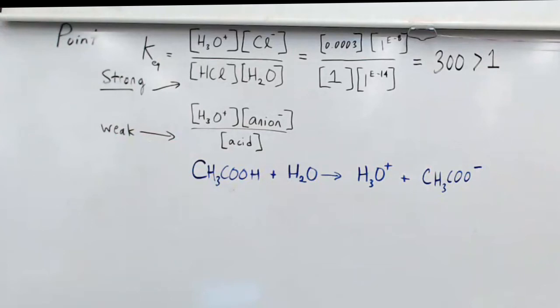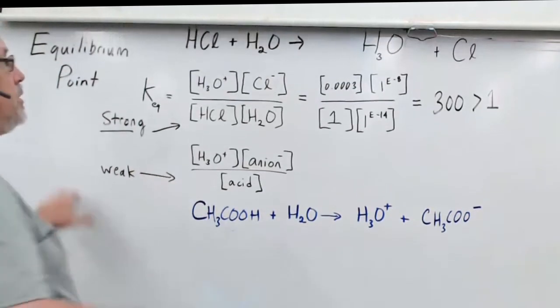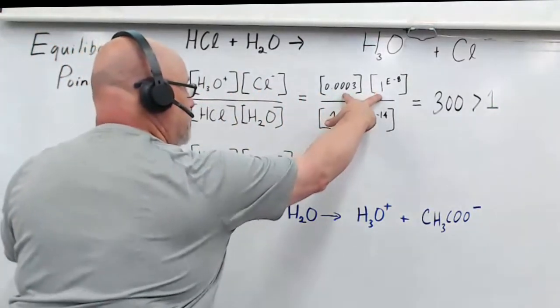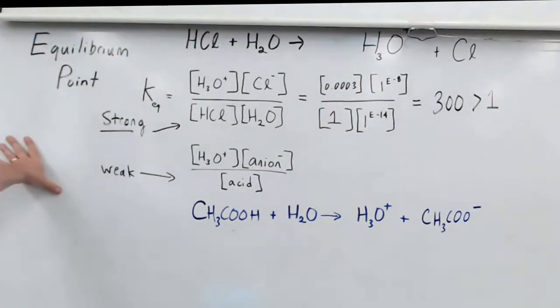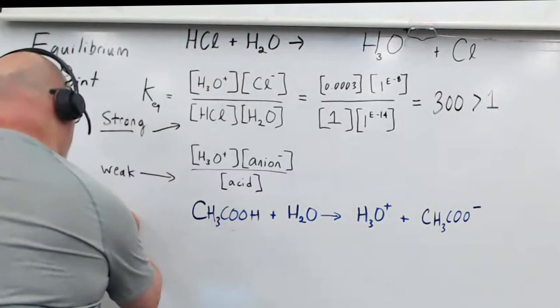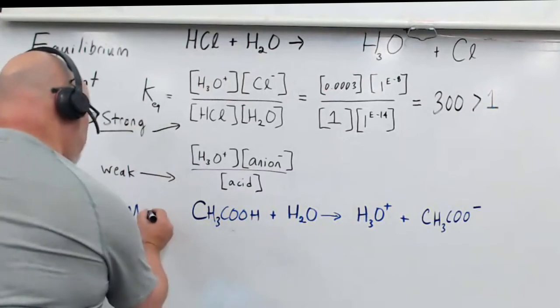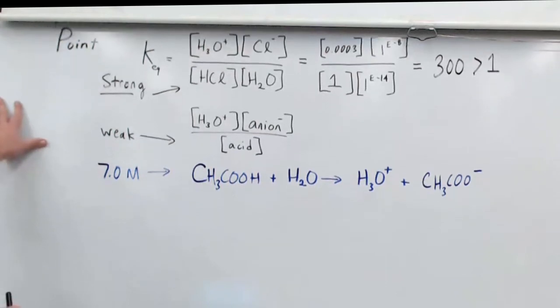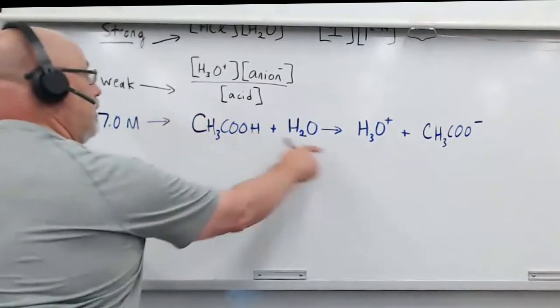Let's say that our numbers for both hydronium and the ion are going to be the same as these two numbers. But for the acid, I'm going to say that this particular acid is a 7 molarity acid. Okay? So for the acid, instead of having a decimal or scientific notation, we're simply going to say the molarity, and molarity is moles per liter. So with that being said, here's our model.